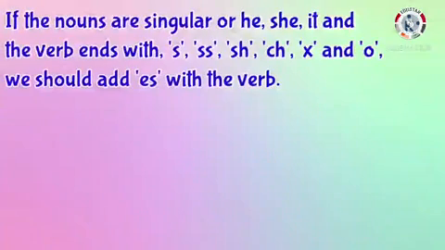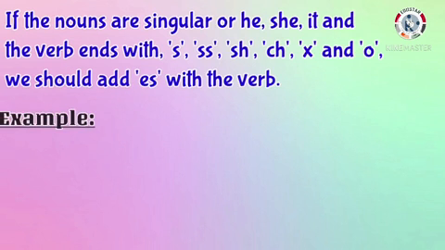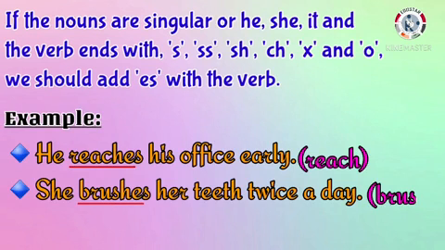In simple present tense form, if the nouns are singular or he, she, it, and the verb ends with S, SS, SH, CH, X, O, we have to add ES to that verb. For example, he reaches his office early. She brushes her teeth twice a day. Here the verbs reach and brush end with CH and SH, so we added ES.